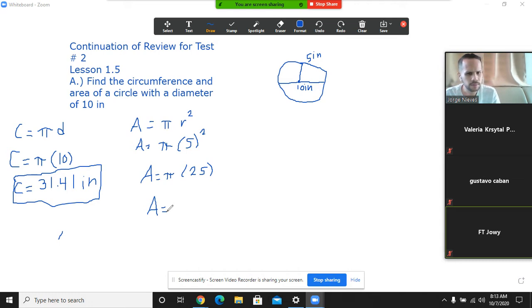¿Qué fue lo que tú dijiste, Joey? Pi times 25 is 125? No. Dime. 78 qué? It's pi. It's not 5, it's pi. Pi es algo dado. So it's 78.5 and it's going to be inches.